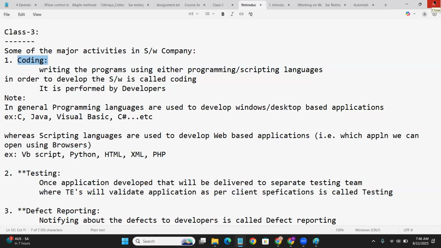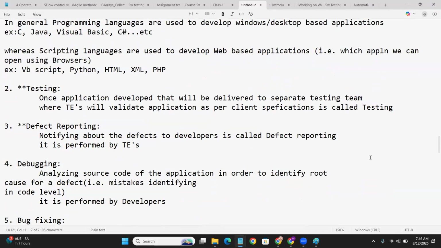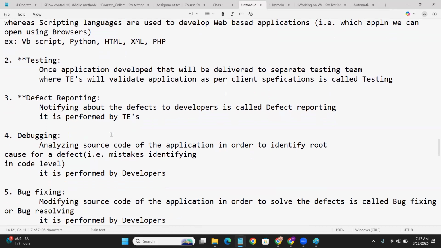web-based applications. Then testing. Once the application is developed, it will be delivered to a separate testing team where test engineers validate the application as per the client specifications; that is called testing. Then defect reporting: notifying the developers about the defects is called defect reporting. It is performed by test engineers. Then debugging, that is analyzing the source code of the application in order to identify the root cause for a defect.